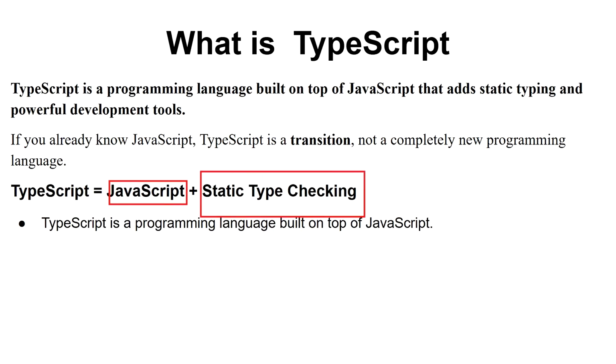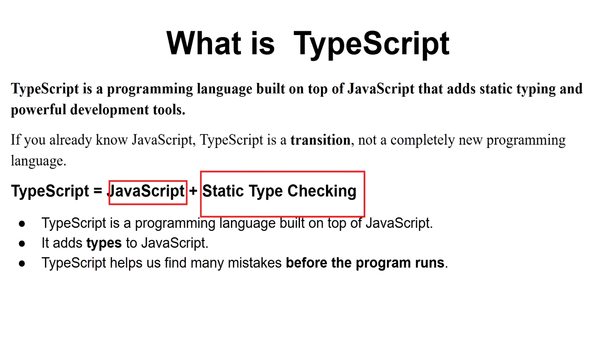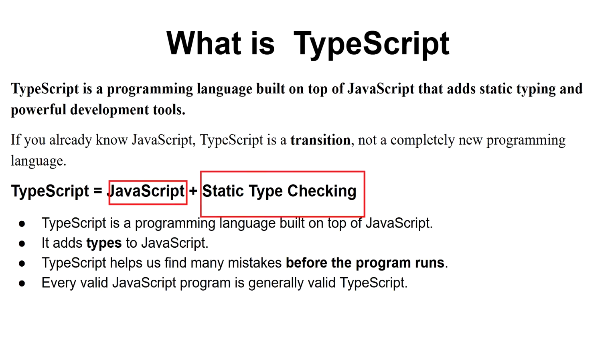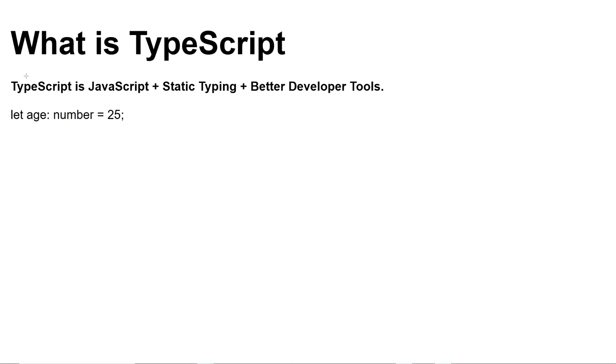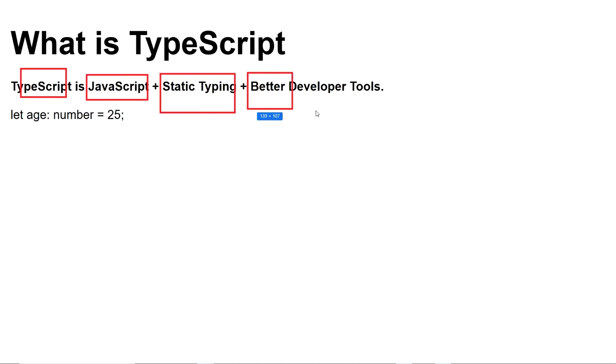TypeScript is a programming language built on top of JavaScript. It adds types to JavaScript. TypeScript helps us find many mistakes before the program runs. Every valid JavaScript program is generally valid TypeScript. TypeScript is ultimately transformed into JavaScript. So TypeScript is JavaScript plus static typing plus better developer tools.